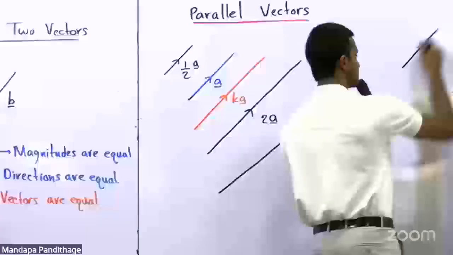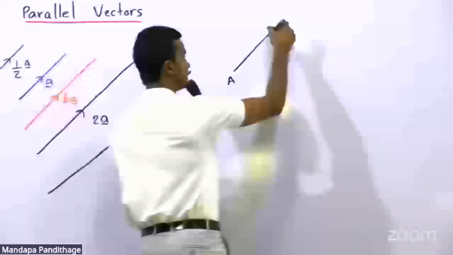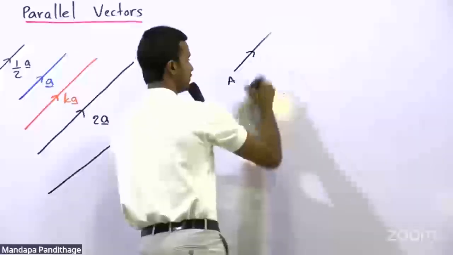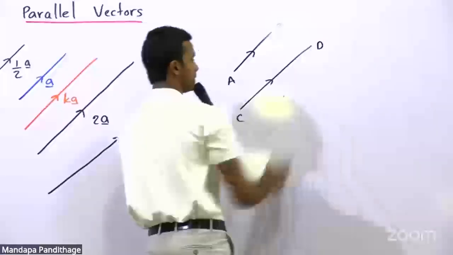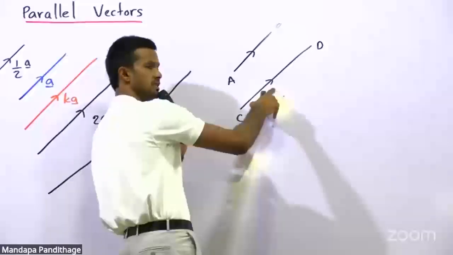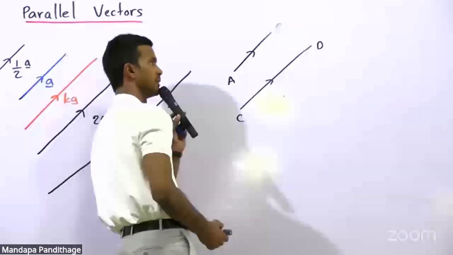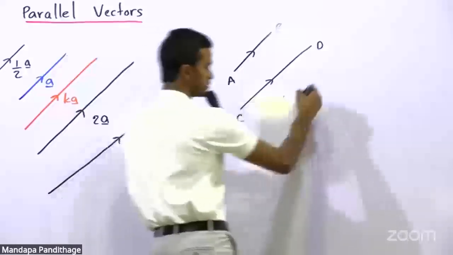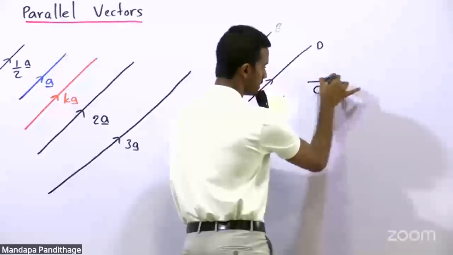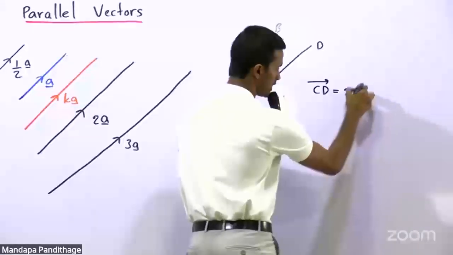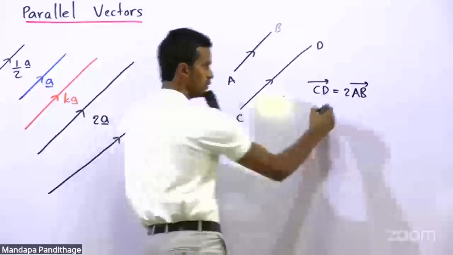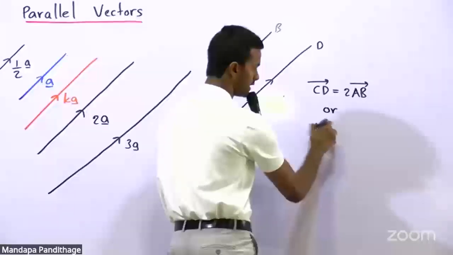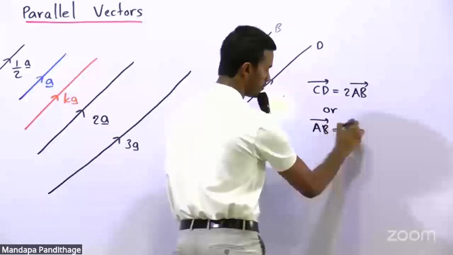So if you use this here, look at this. Now, let's say that AB is one vector and we are having another vector CD. And let's say that the magnitude of CD is twice the magnitude of AB, which means vector CD is equal to 2 times vector AB. Or you can write in this way, vector AB is equal to half of CD.